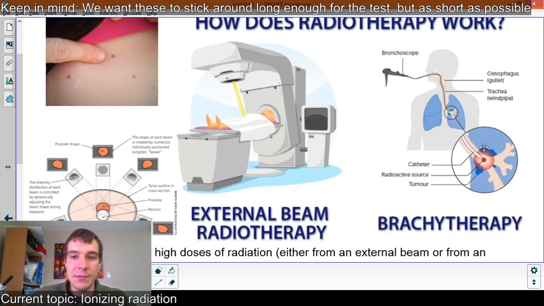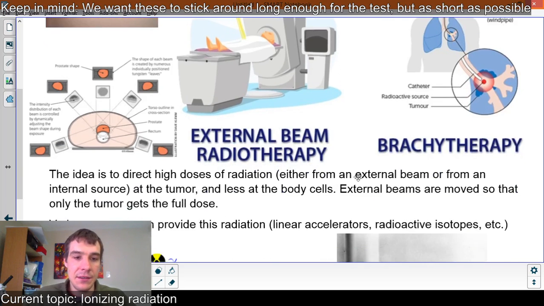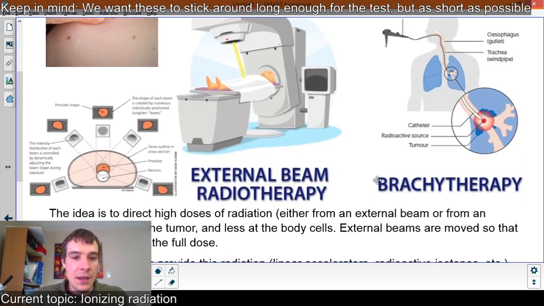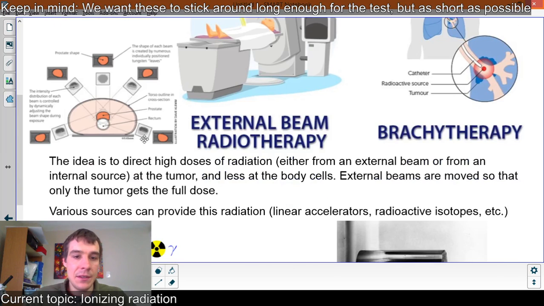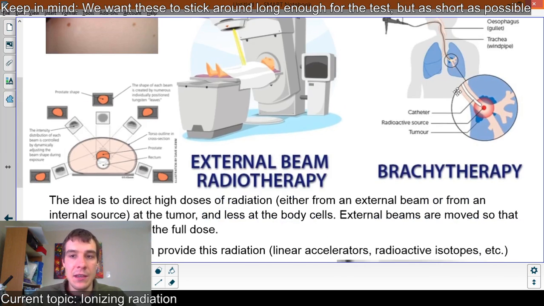So the tumor gets most of it, and the rest of the body gets less, and that's the idea. Yeah, that's what this is basically saying. You're moving the beam in order to really focus on the tumor, and here you're basically sticking the radio source right next to it.